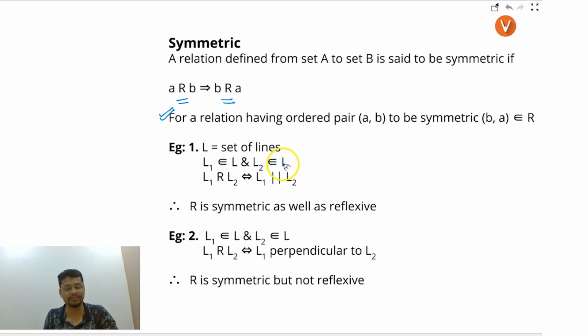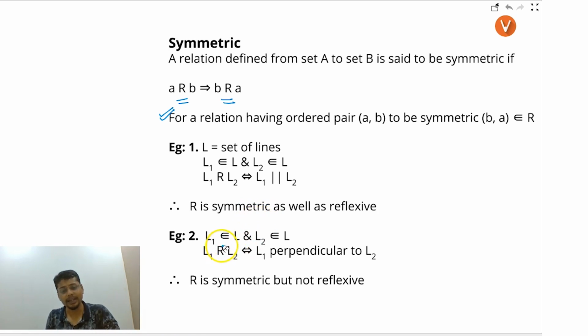Let's consider this first example. L is a set of lines. L1 is related to L2, where L1 and L2 both belong to this set L of lines, if and only if L1 is parallel to L2. Now this is symmetric as well as reflexive. Why? Because if L1 is parallel to L2, L2 is also parallel to L1. So this is symmetric. All right. And reflexive, we have just seen in the previous slide.